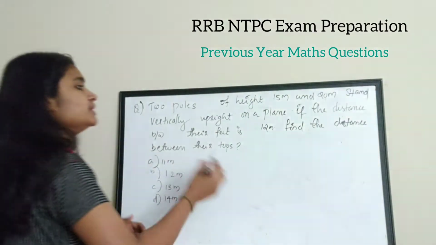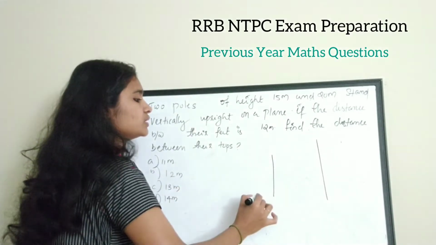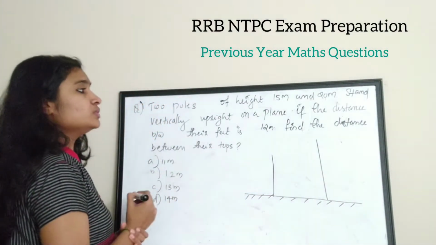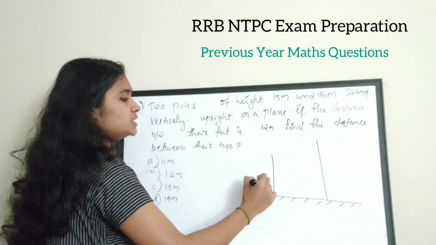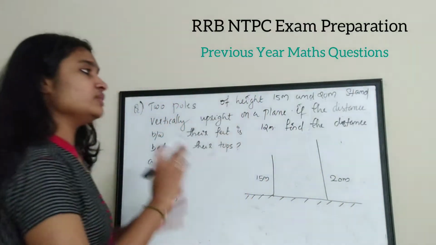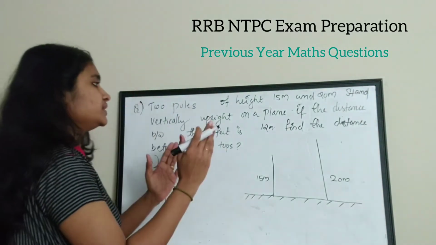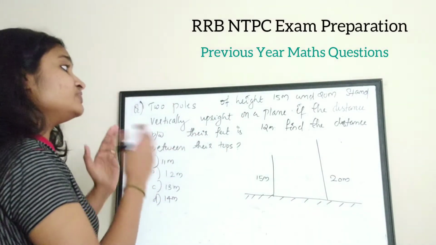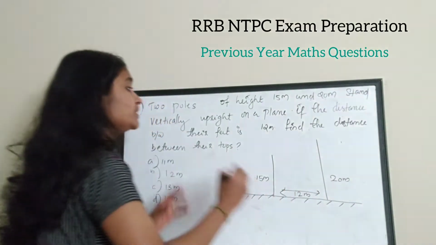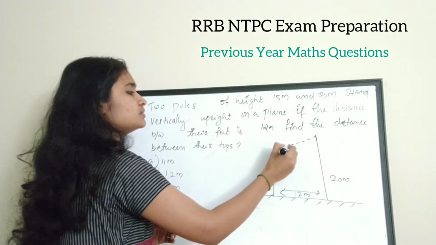So we are given that there are two poles which are standing vertically up on the ground, right? So this is the ground. These are the two poles. Now the height of one pole is 15 meter. The height of the second one is 20 meter, right? They are vertical. If the distance between their feet is 12 meter, that is this distance is 12 meter, find the distance between their tops.